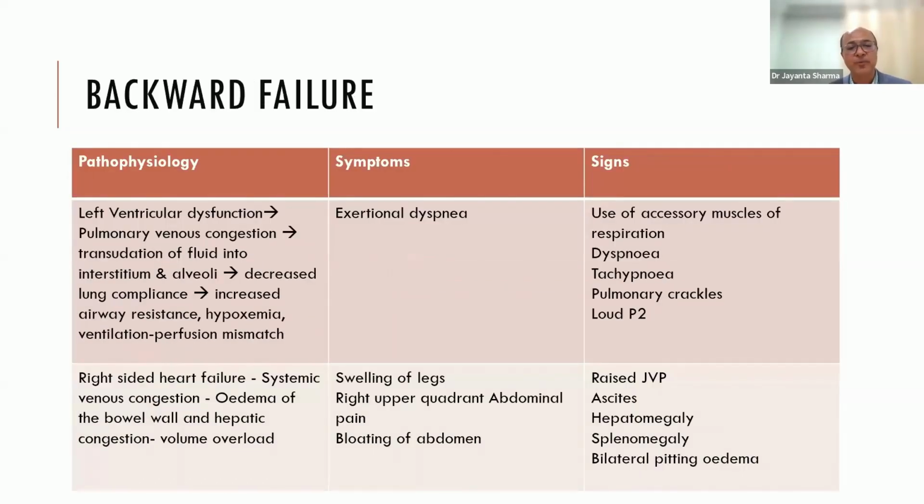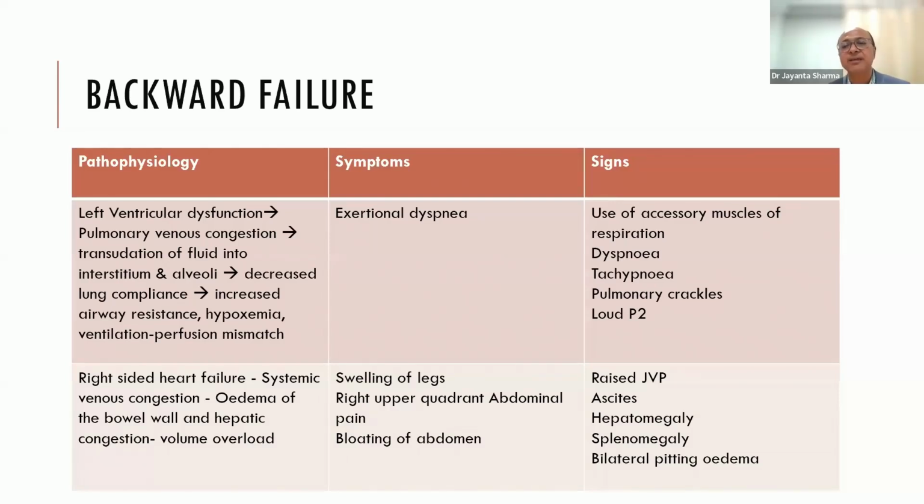The next one is the most important, that is the backward failure, which we deal with in the ICU setup. What is backward failure? In backward failure, the most common symptom is exertional dyspnea. Patients complain of exertional dyspnea, that is, labored breathing. What is labored breathing? It is due to left ventricular dysfunction. There occurs pulmonary venous congestion, transudation of fluid into the interstitium and alveoli, decreased lung compliance, increased airway resistance, and the patient develops the symptom of breathlessness or exertional dyspnea.